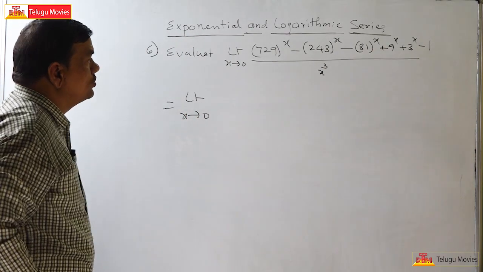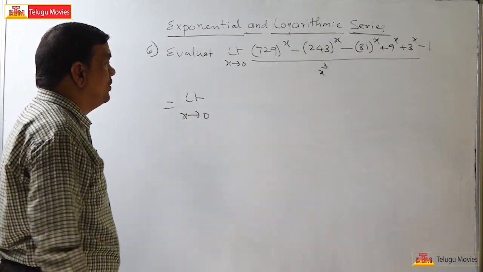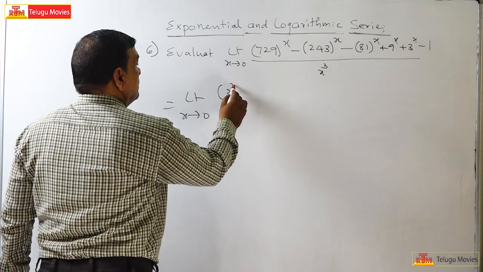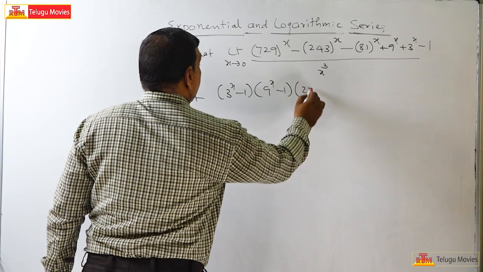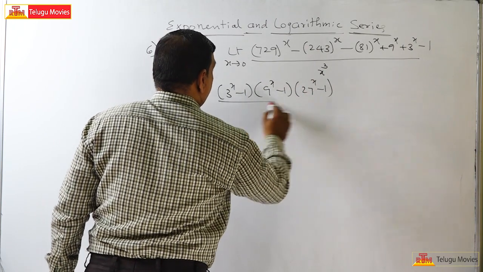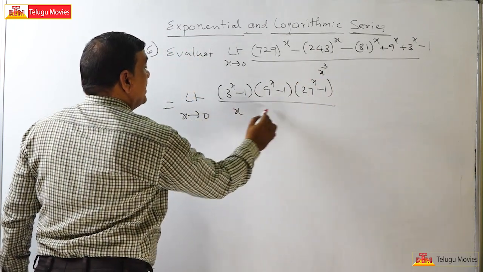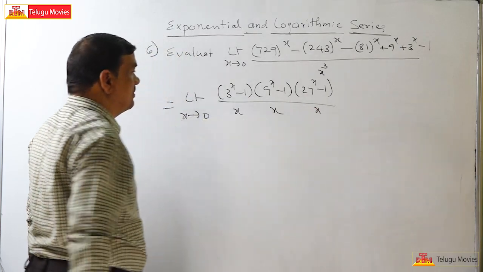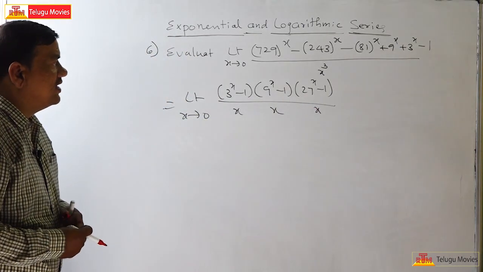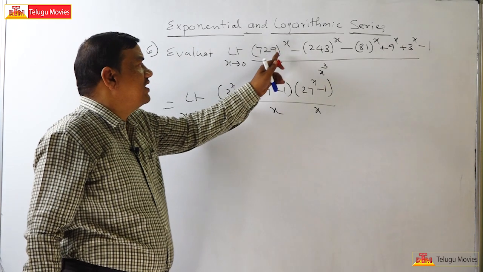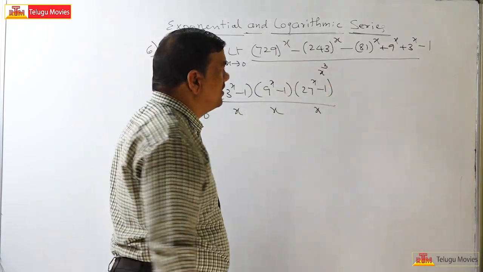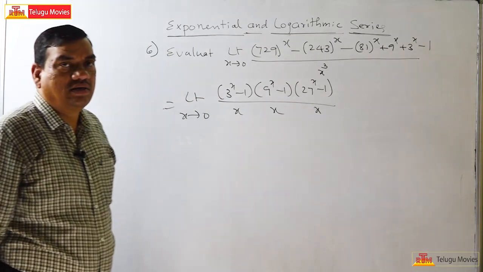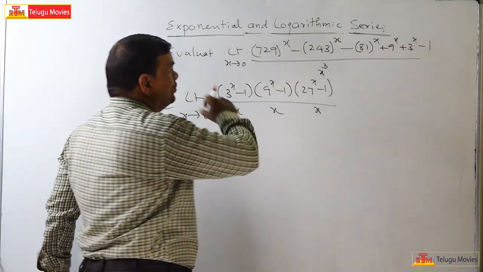So one thing you have to remember here is limit x tends to 0. So step by step we can do. This can be written as 3 power x minus 1 into 9 power x minus 1 into 27 power x minus 1 by x cube, where x into x into x you can separate. After multiplication you will get 729, 243, and 3 power here, so you can guess the answer. Otherwise you can do this problem.